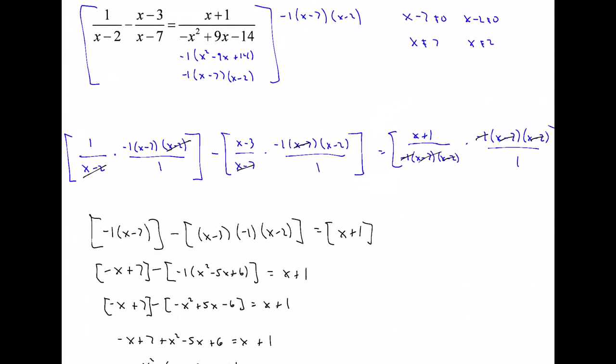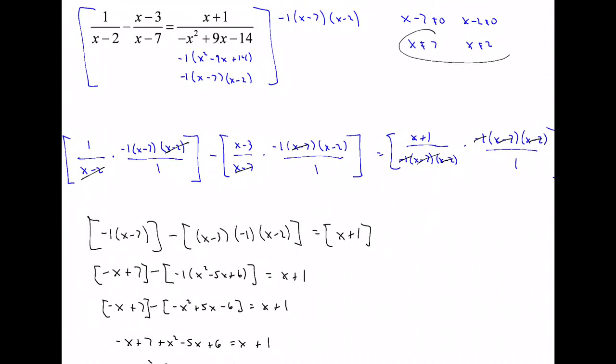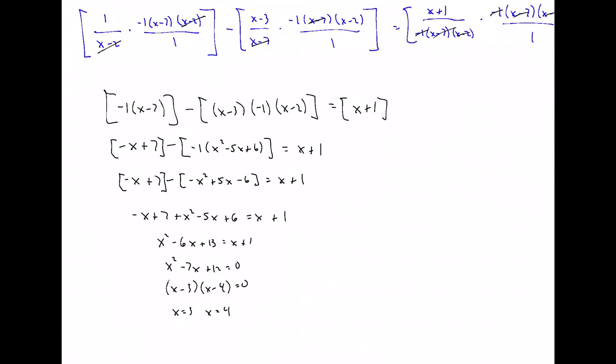Don't forget about our restrictions from above up here at x cannot equal 7 and x cannot equal 2. You can see that this one is not going to matter. So our solutions are x equals 3 and 4. And I can show you how to check your answers on the graphing calculator in class.